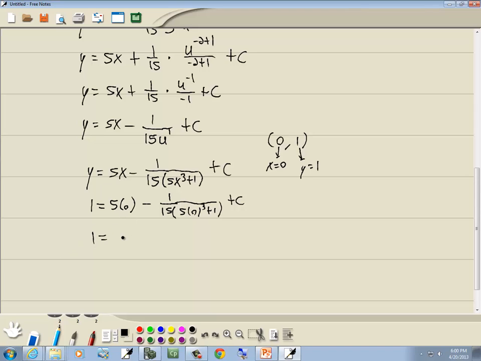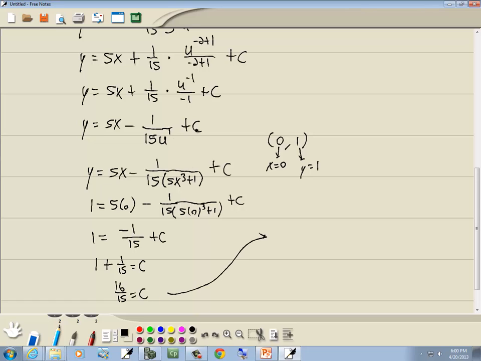So 5 times 0 is 0, that drops away. Minus 1 over 15, 0 to the third is 0, times 5 is 0, so that drops away, and we got 1, 15 times 1 is 15, plus c. Take that over, and we got 1 plus 1 over 15 is equal to c, which gives us 16/15 is equal to c.